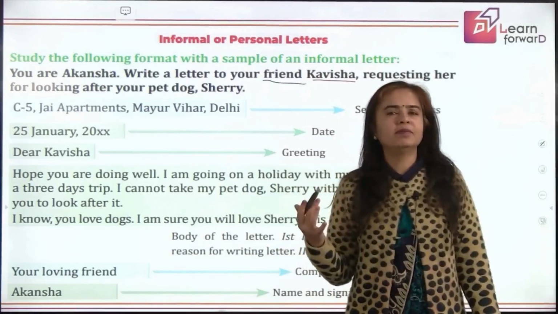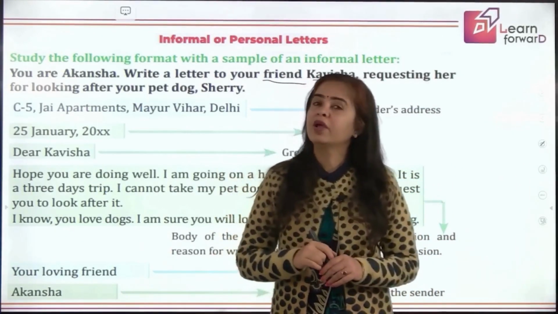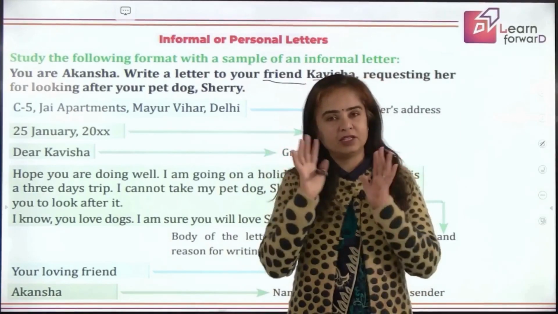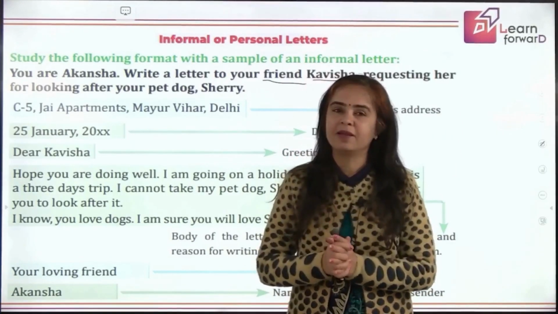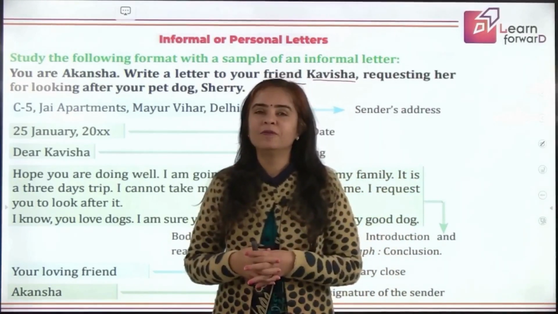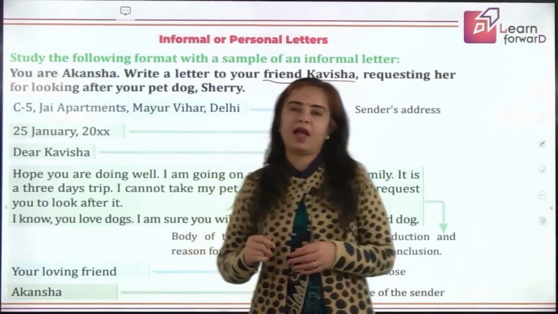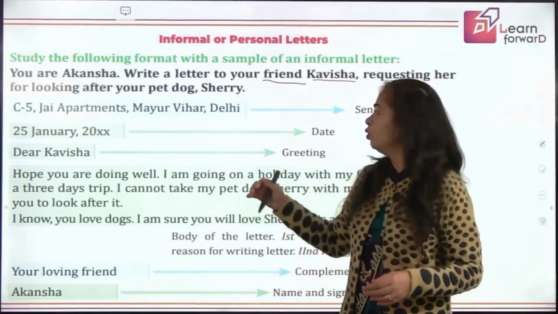So sometimes when you go out, you have a pet, you have to lock your home. You cannot leave the pet into the room locked for some time. And you cannot carry it everywhere also. So you are requesting your friend to take care of your pet in your absence, right? Let's see, how do we write that?